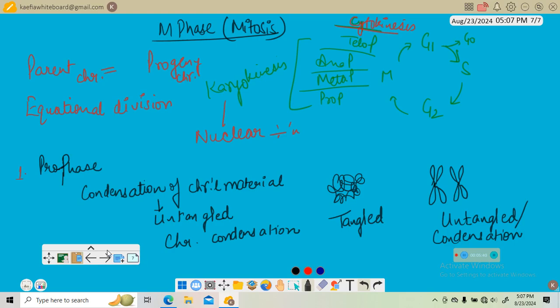Okay, then now there is a term centrosome. The centrosome, which has undergone duplication during S phase, will now begin to move towards opposite poles of the cell. I'll tell you what a centrosome is. The centrosome will radiate out microtubules called asters.